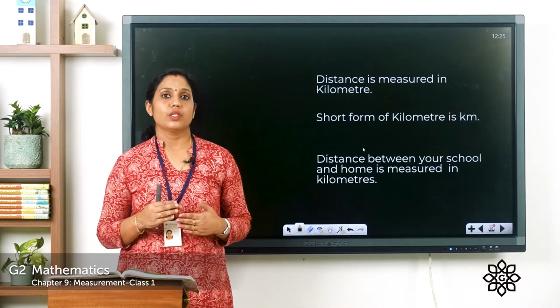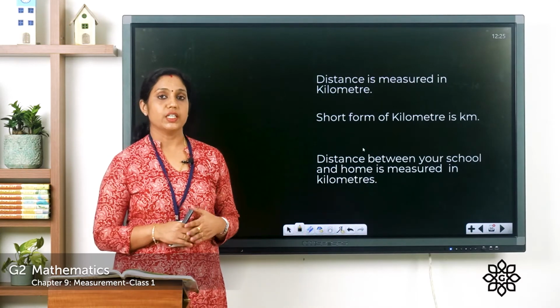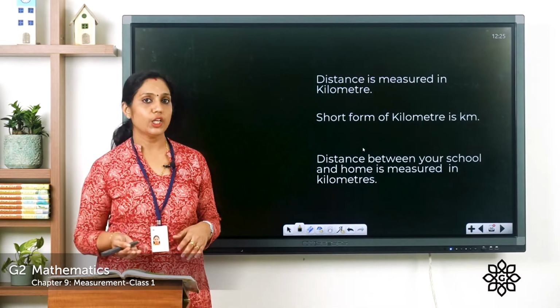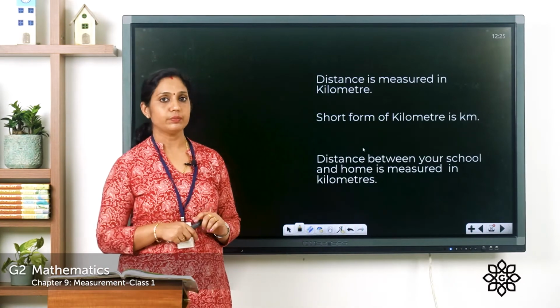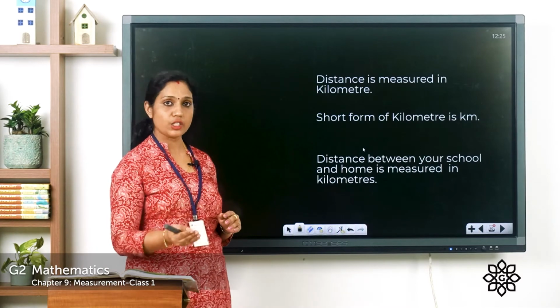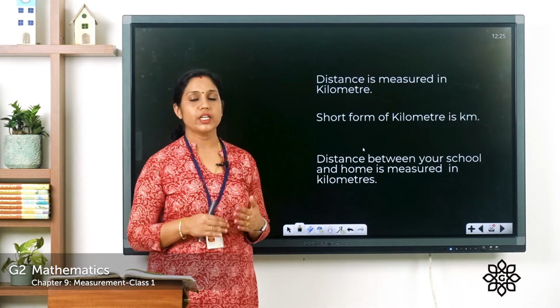Distance. Next, let's learn about the distance. How is distance measured? Distance is measured in kilometers, and the short form of kilometer is km. So the distance between your school and home is measured in kilometers.